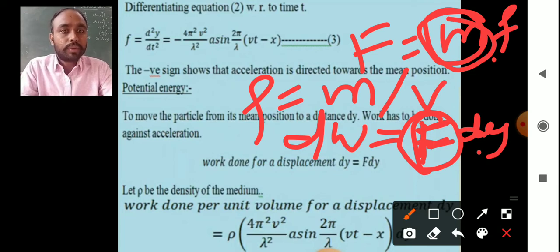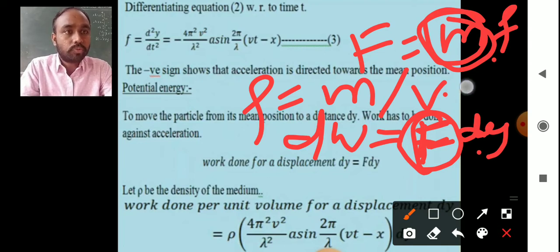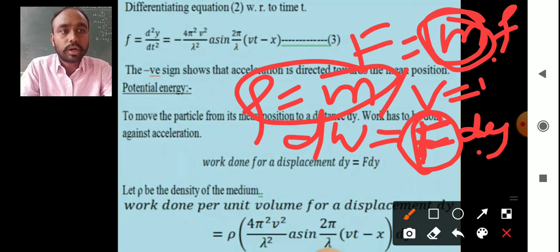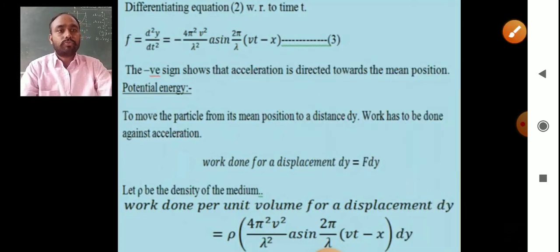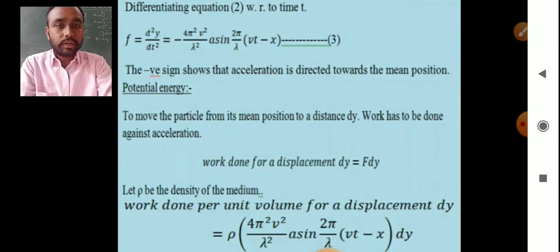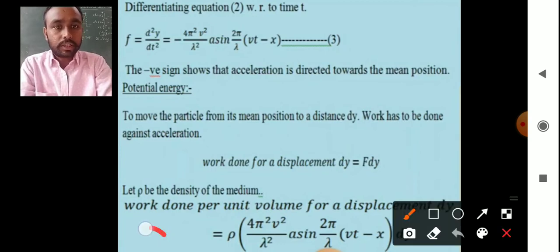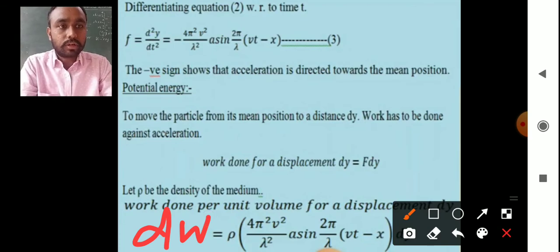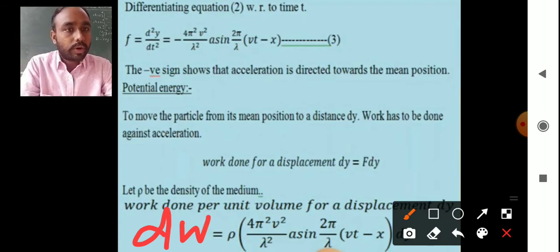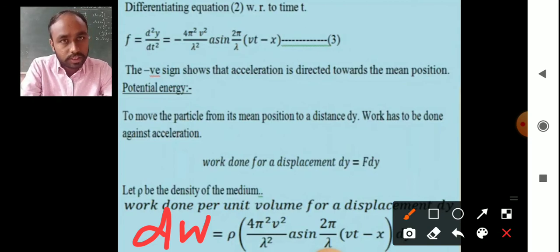Now again, work done per unit volume, here we have written in this case work done per unit volume. That means take the volume as 1 per unit. So in that case mass is nothing but density. If V is equal to 1, then rho is equal to m. So by that equation, please write here, dW is equal to rho. Why rho? Because mass is equal to density. Here we have written per unit volume. So mass is equal to rho.